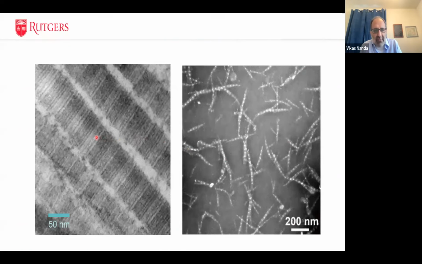We're still a far way off from really recapitulating the natural structure of collagen. You can see that when I put the two side by side, there's a lot of differences between them. And I think one of the interesting questions here is, to what extent are those differences important? And this is what's going to drive a lot of the future science that we're doing.